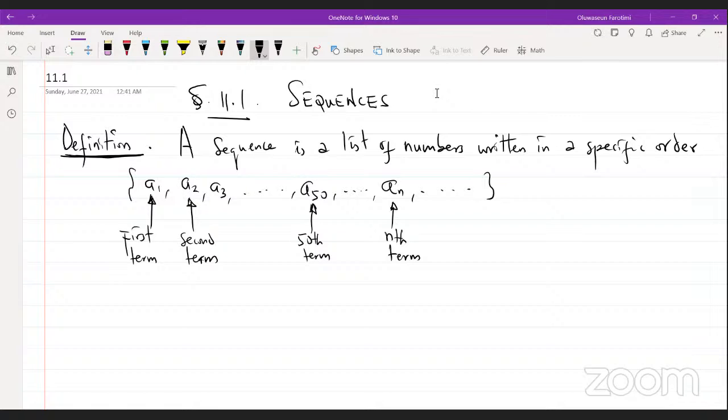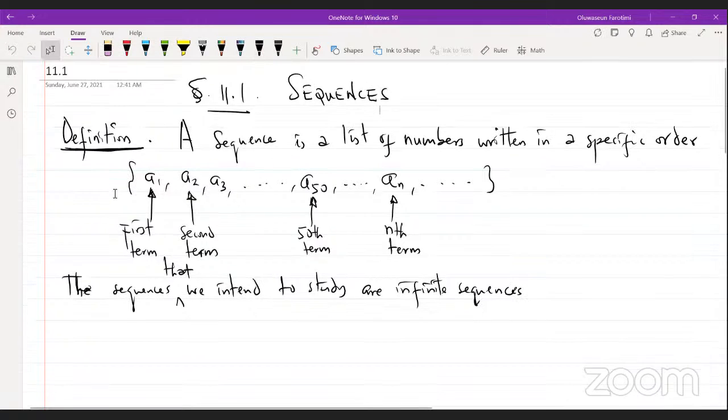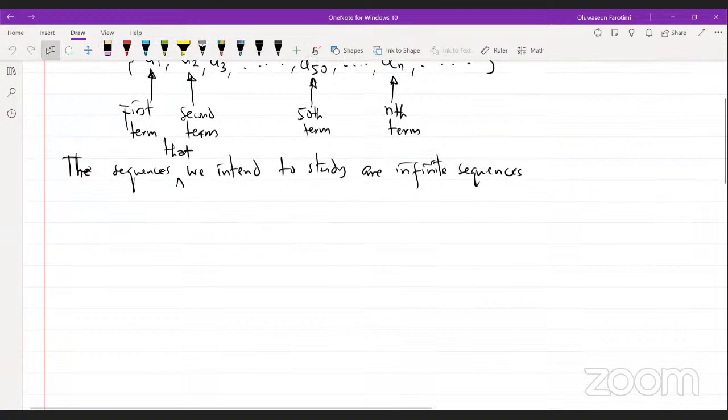Let me just state that the sequences that we intend to study are infinite sequences. So we're intending to study such kind of endless behavior.